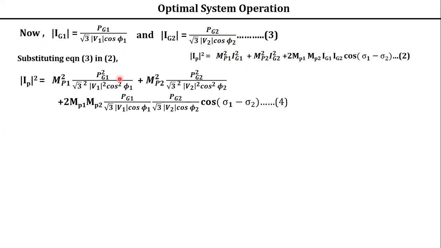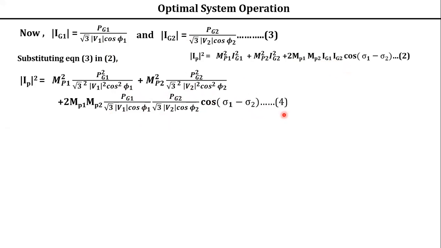When you substitute that, IP square is equal to MP1 square, IG1 square. IG1 square means this whole square, that is PG1 square, root 3 square, V1 square, cos square phi 1. Clear? Hope you understood this one. Plus MP2 square, IG2 square. IG2 square means this square, that is PG2 square, root 3 square, V2 square, cos square phi 2. Plus 2 MP1 MP2, IG1 into IG2, IG1 is this one and IG2 is this one, into cos of sigma 1 minus sigma 2. Call that equation 4.